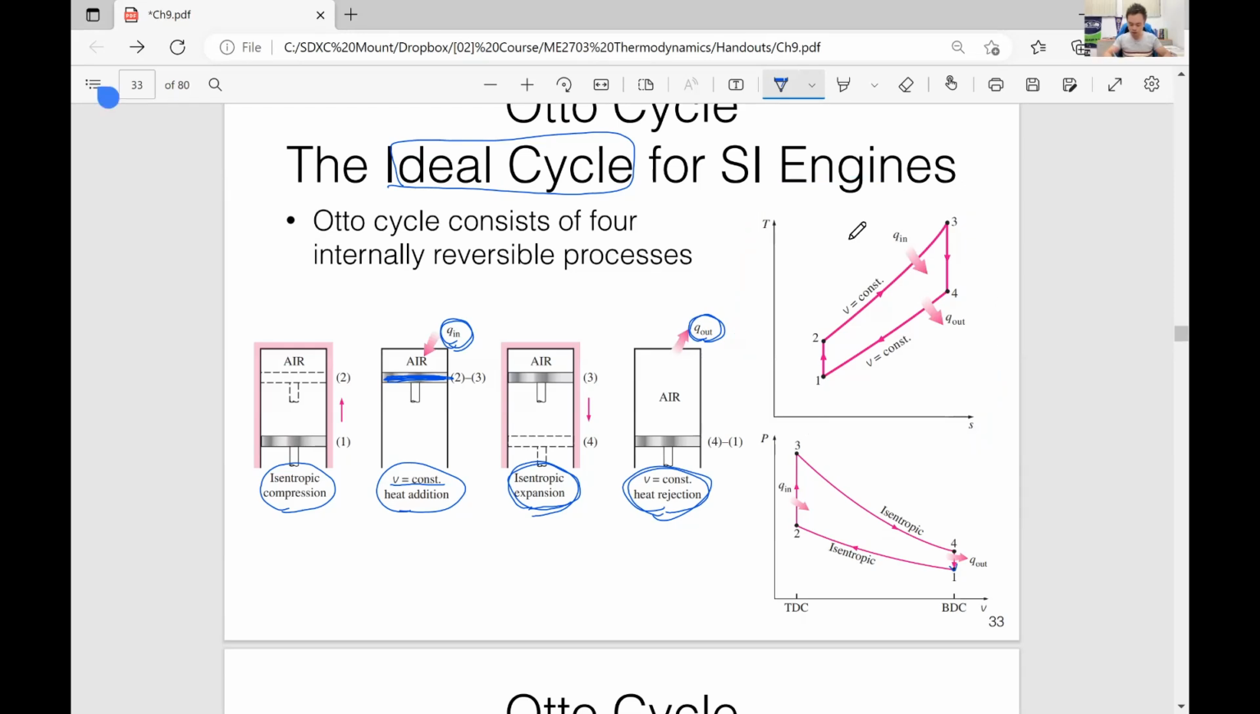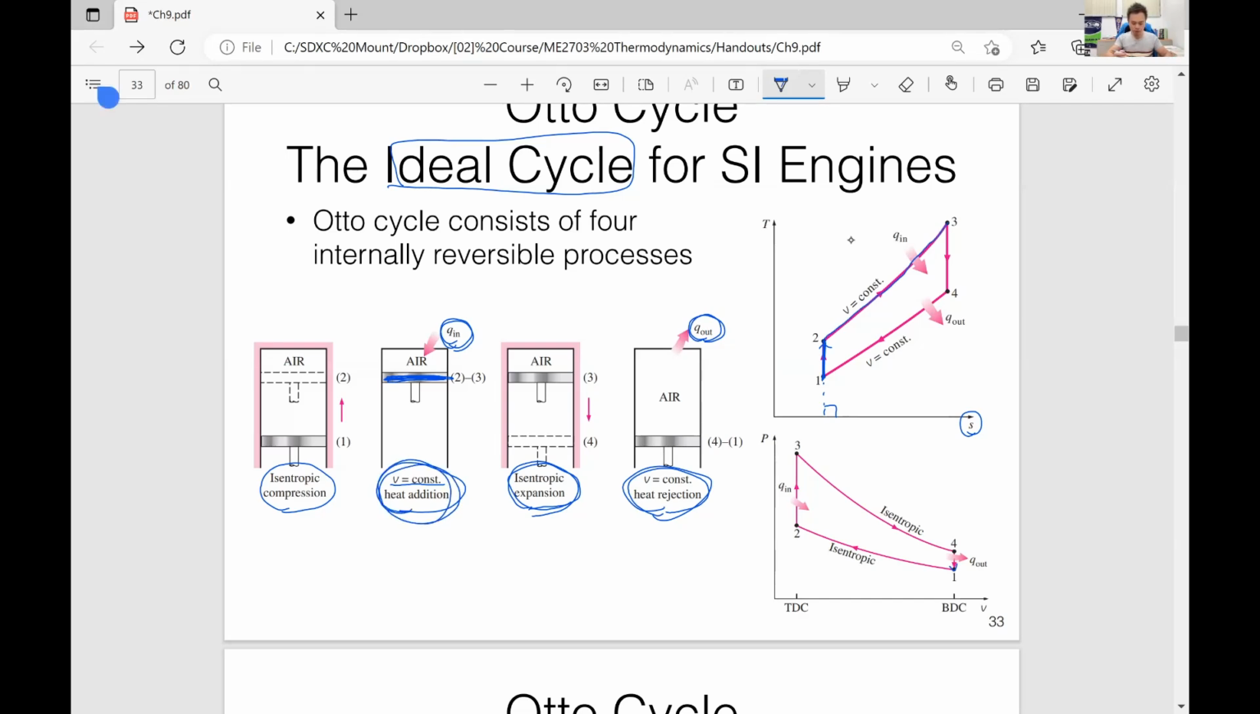from 1 to 2 is an isentropic compression. So this is a vertical straight line perpendicular to the s-axis, because the s-axis here is the x-axis. So this is isentropic. Then 2 to 3 is a heat addition process.